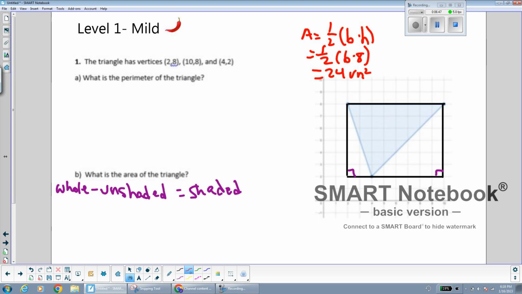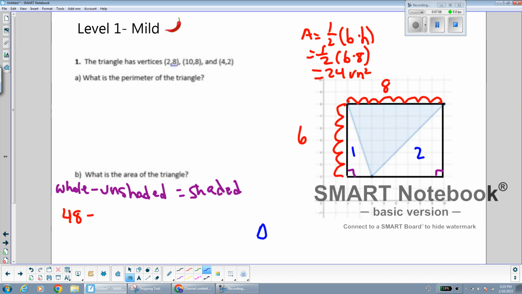The whole box is going to be 1, 2, 3, 4, 5, 6. And this was 8. 1, 2, 3, 4, 5, 6, 7, 8. So 6 times 8, that's 48. Okay, now let's find the area of the unshaded regions, which are the triangles. So we have right triangle number 1 and right triangle number 2.